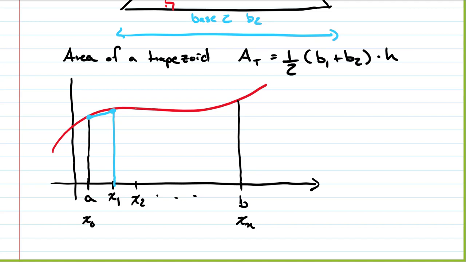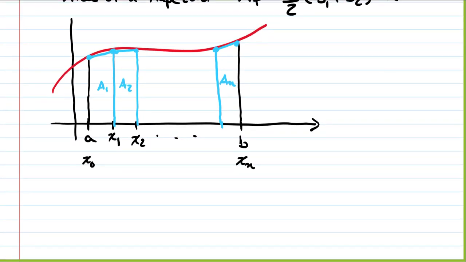So I have my first area, A1, and then I could do the same thing here, A2. And I could keep doing this all the way to the very end where I connect finally my last two pieces, and that's going to be AN, right? So let's see if we can figure out what a formula for the sum of all of these areas is.